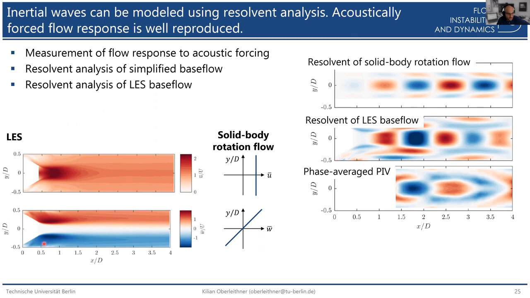So here on the left, you see the LES results. These are the mean fields on which we did our stability analysis. And here in the middle, you see the most optimal response we get. And you can see that now we are even catching some of the structures that are more on the outside. So we get a really decent comparison with our experiments.